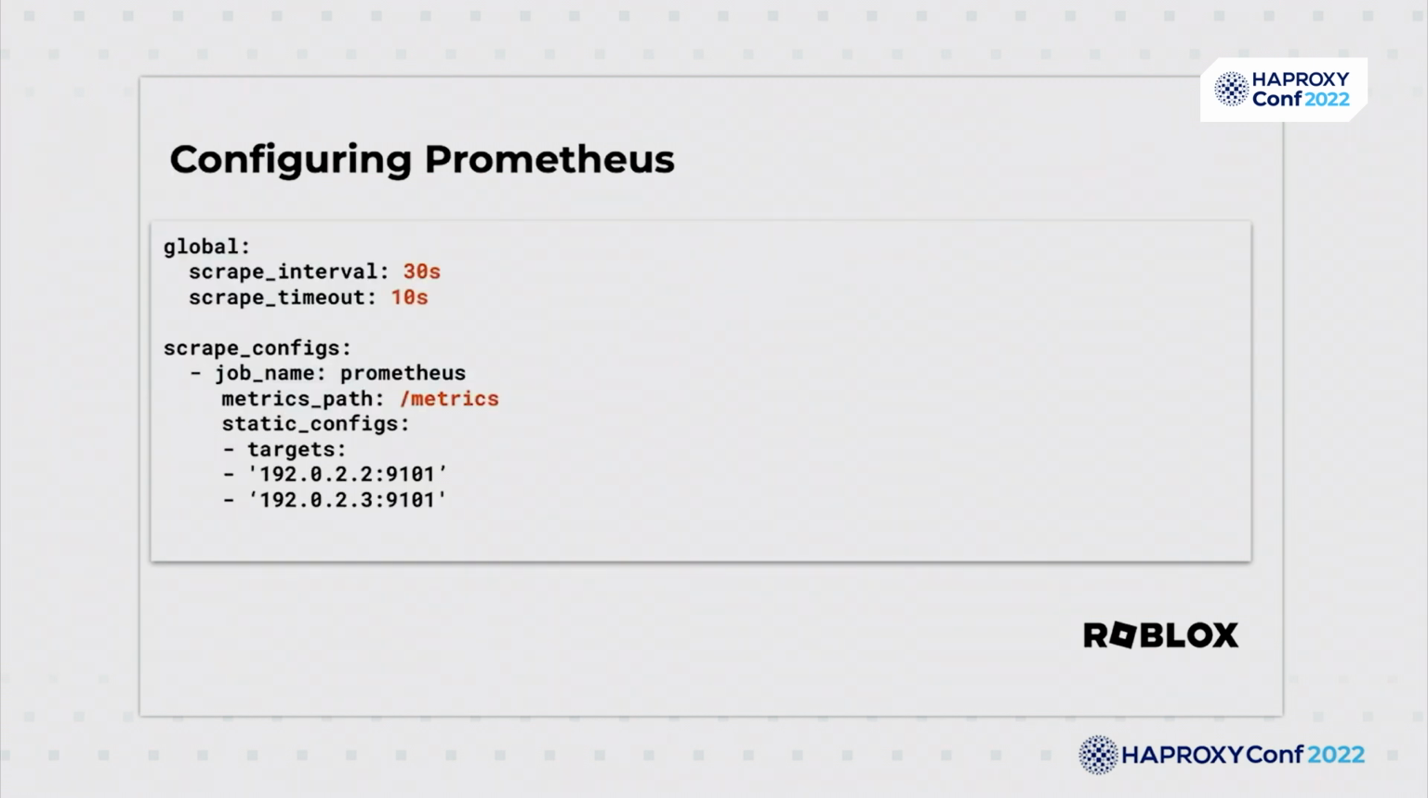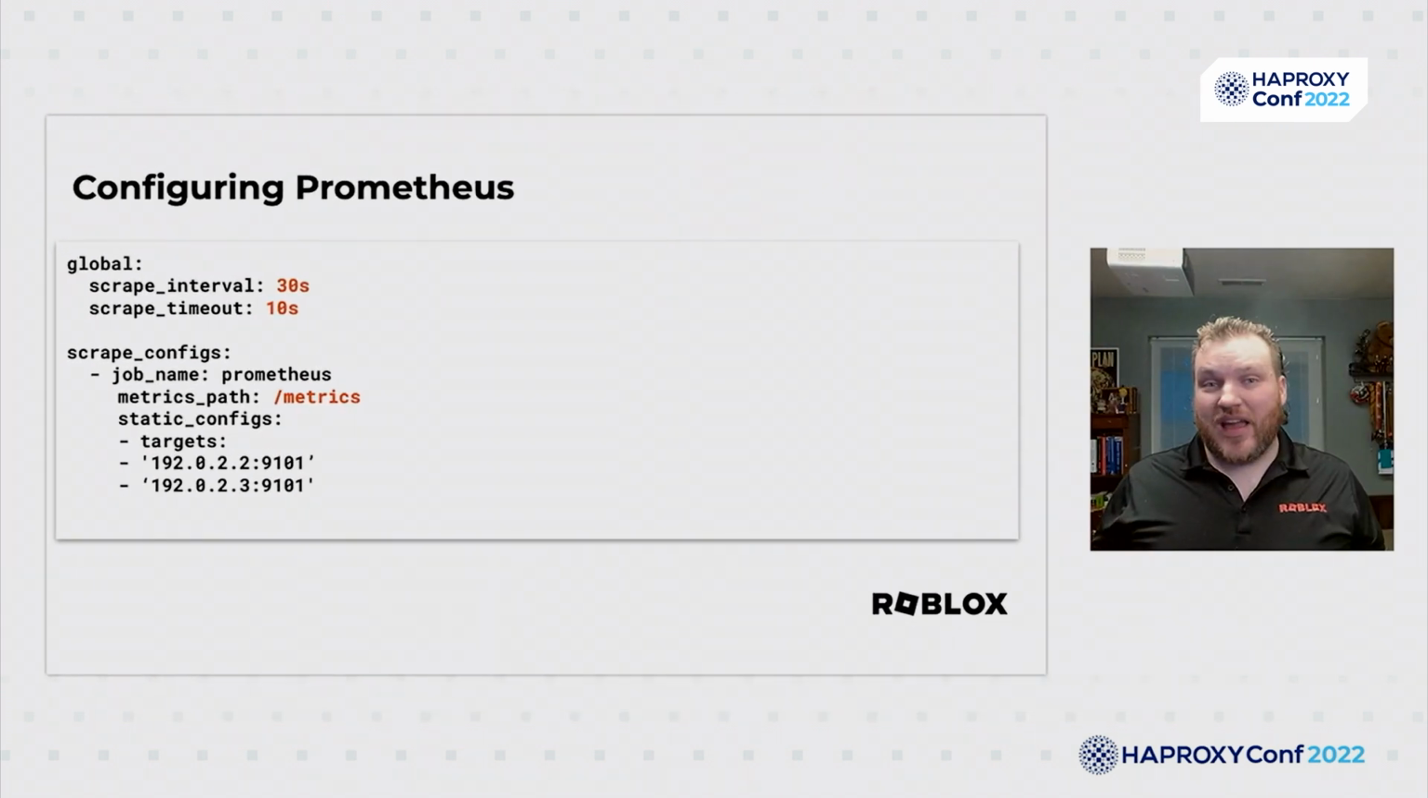Here's a really quick example of two HAProxy instances that are configured and have their metrics endpoints exposed. The scrape interval is 30 seconds, meaning you're scraping the endpoint about 2 times in a minute, and timing out potentially if you have long scrapes or if the distance is far away, you might want to adjust that accordingly.